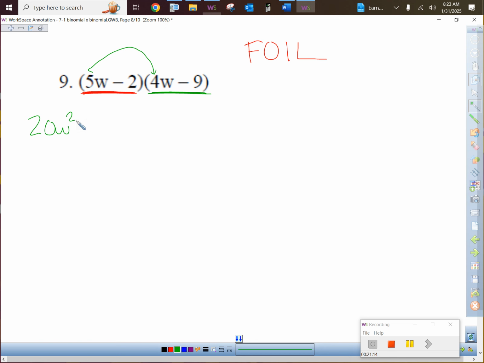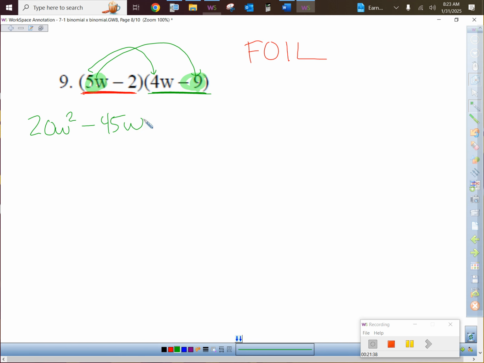O stands for outside terms times each other. How do you feel about this and this being the farthest outside terms? Are you with me on that? Isn't that what we did anyway? We took this times this. We did that anyway. So that is a negative 45w.